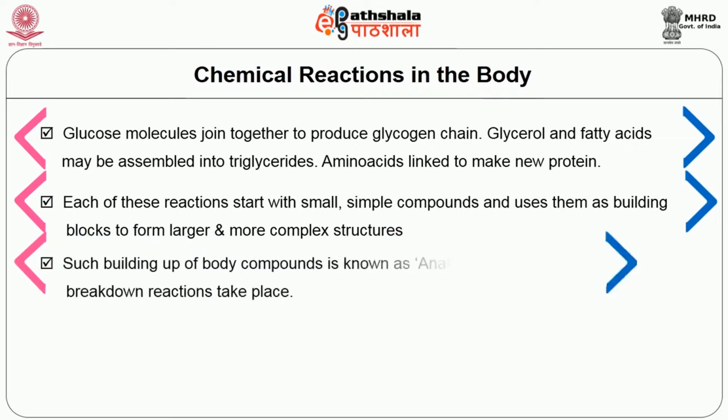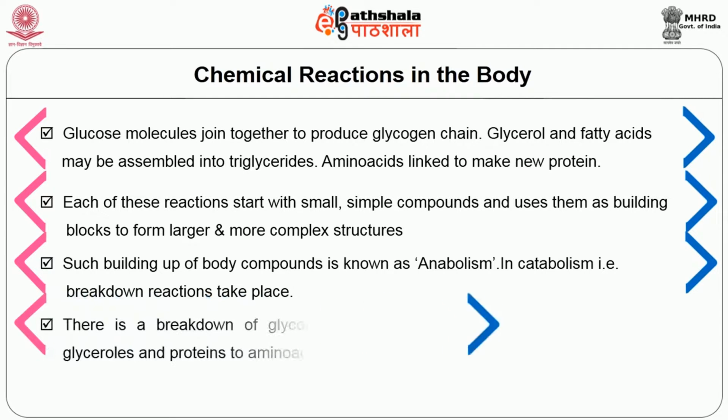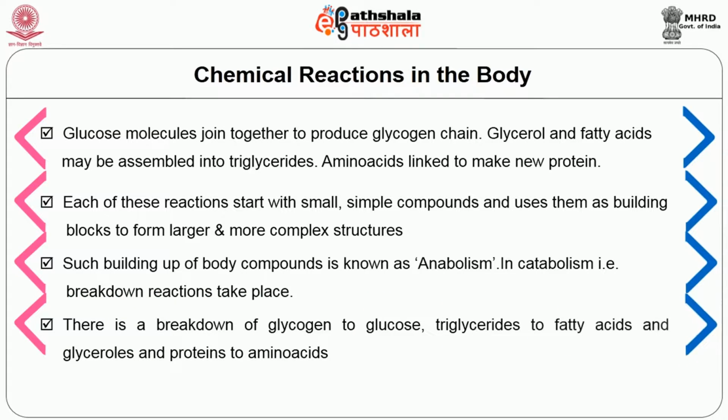Such building up of body compounds is known as anabolism. In catabolism, that is, breakdown reactions take place. For example, body compounds are continuously broken down, usually with the release of energy. There is a breakdown of glycogen to glucose, triglycerides to fatty acids and glycerol, and protein to amino acids.